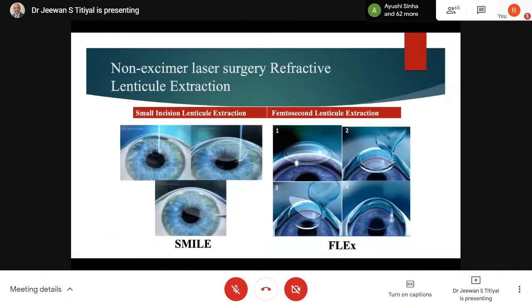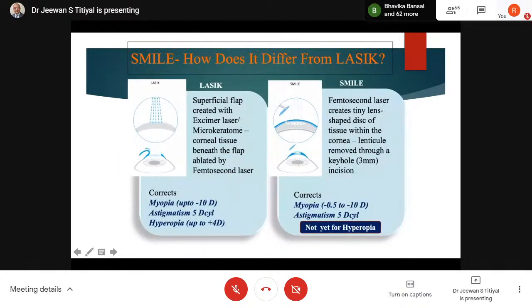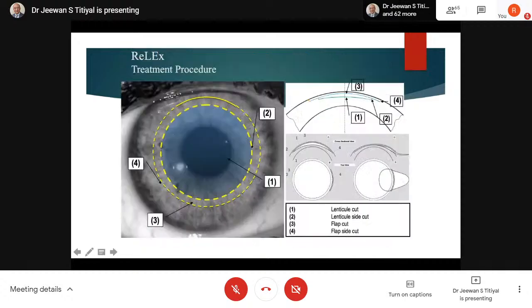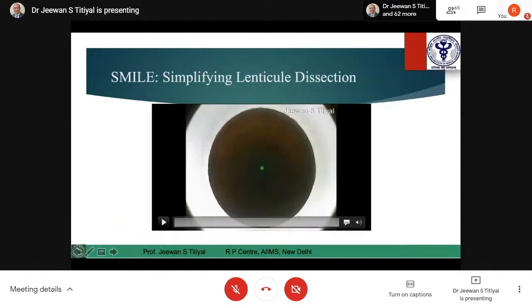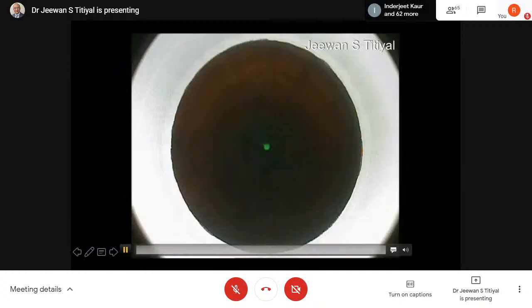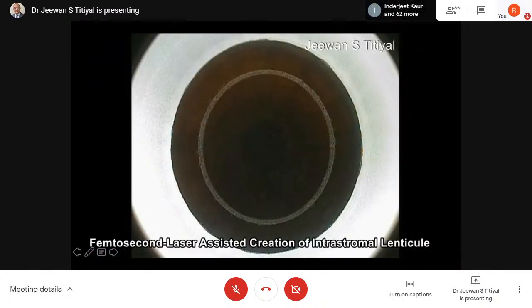A little bit about SMILE, a non-flap based surgery, where we just create the lenticule intrastromally and remove it subsequently. The indications are similar to LASIK patients, apart from the fact that it is not yet approved for hyperopic corrections, which will come very soon because the trials are going on. Just to show a small video of a SMILE surgery, it is a normally pupil-centered treatment.